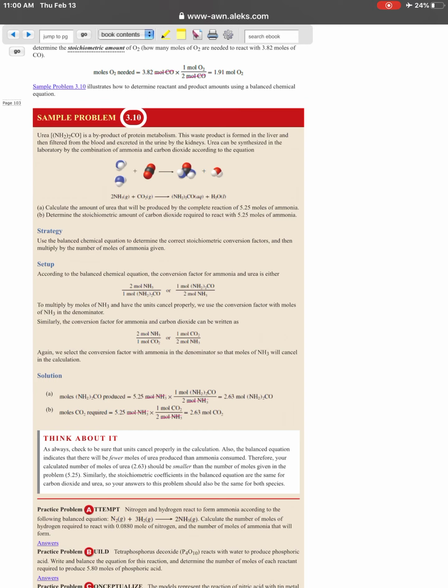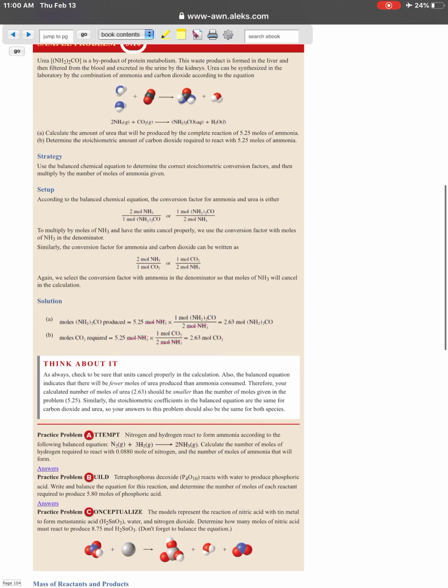So how do we go about this? You take the information you're given, the numerical value, that's the given piece of information, which is 5.25 moles of ammonia. You then ask yourself, well, what do we want to know first? We want to know the amount of urea. Well, urea is the product. The balanced equation says that there's 1 mole of urea formed for every 2 moles of ammonia that reacts. So the ratio is 1 to 2. So that means that if 5.25 moles of ammonia reacts, the amount of urea is going to be that amount, 5.25, times 1/2. 1 mole of urea divided by 2 moles of ammonia.